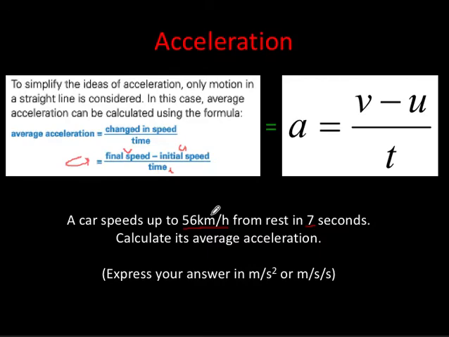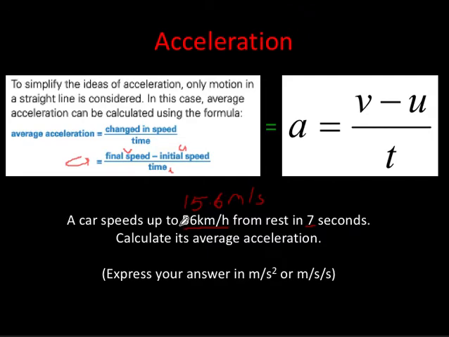So I'll do that on my calculator now. 56 divided by 3.6, and you should do the same, equals, so this in meters per second is 15 point, we'll just round it up, 15.6 meters per second in 7 seconds. So now my units match. I can plug it into the equation and come up with an answer.